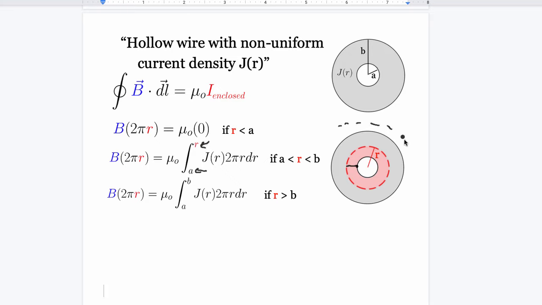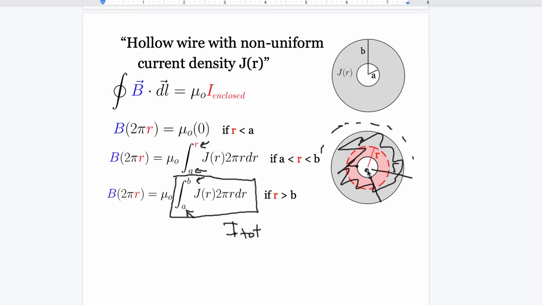And what if your Amperian loop was out here so that little r was bigger than B? Again, just stop your integral at the outside edge. So you're going to go from A all the way to B, and that's it. This would be an expression for the total current enclosed by your Amperian loop. And this would also be an expression for the total current flowing through this entire wire with a hole in it. Then you divide by 2 pi r, and that gets you your magnetic field.